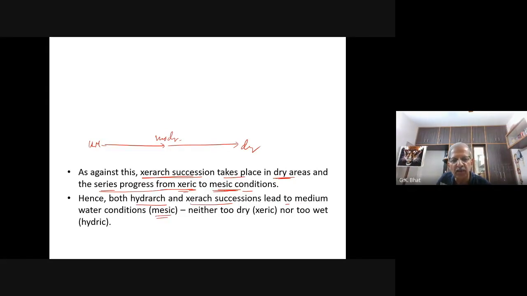So mesic means medium water condition. Neither too dry, xeric, nor too wet, hydric. It is a mesic condition. I hope you understand my point.